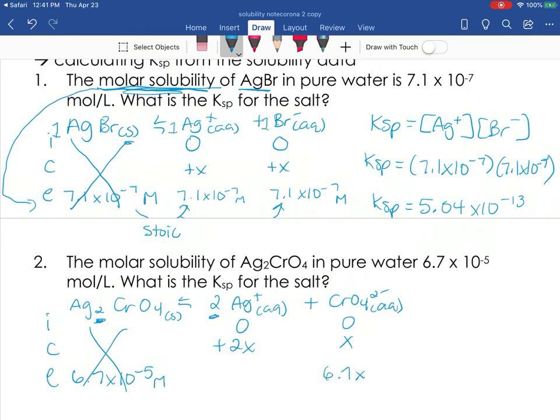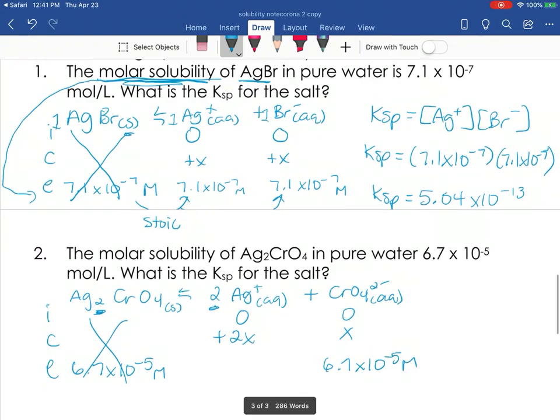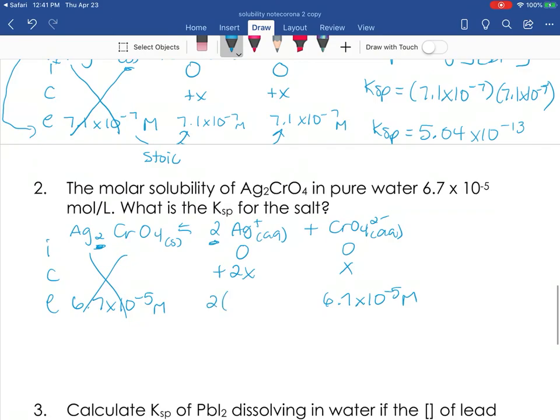Then you get 2x. So here, if this is 6.7 times 10 to the negative 5, and this one is 6.7 times 10 to the negative 5, because they're 1 to 1, again, because the equations are so simple, then all you have to do here is multiply this one by 2. Yes, you could write out the ratio, but that's all you would be doing.